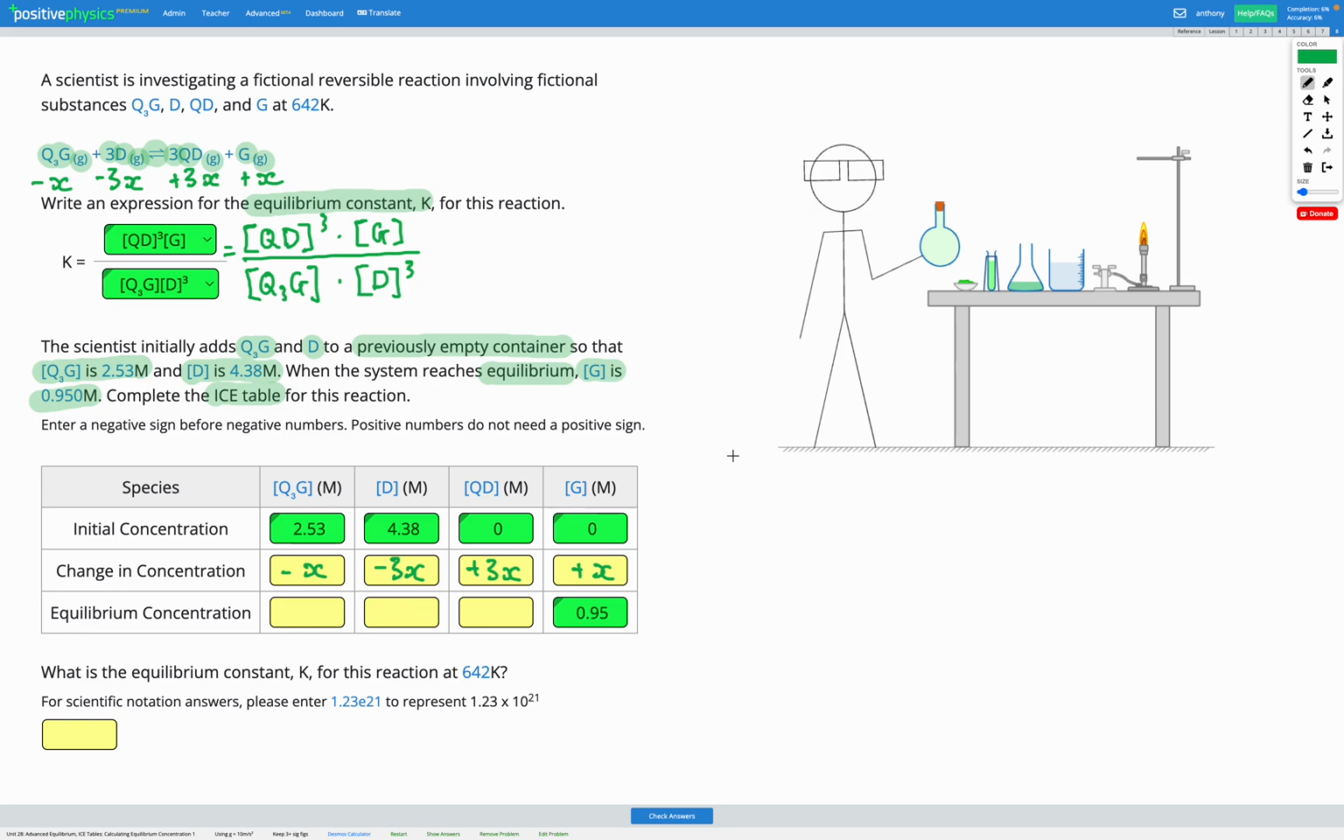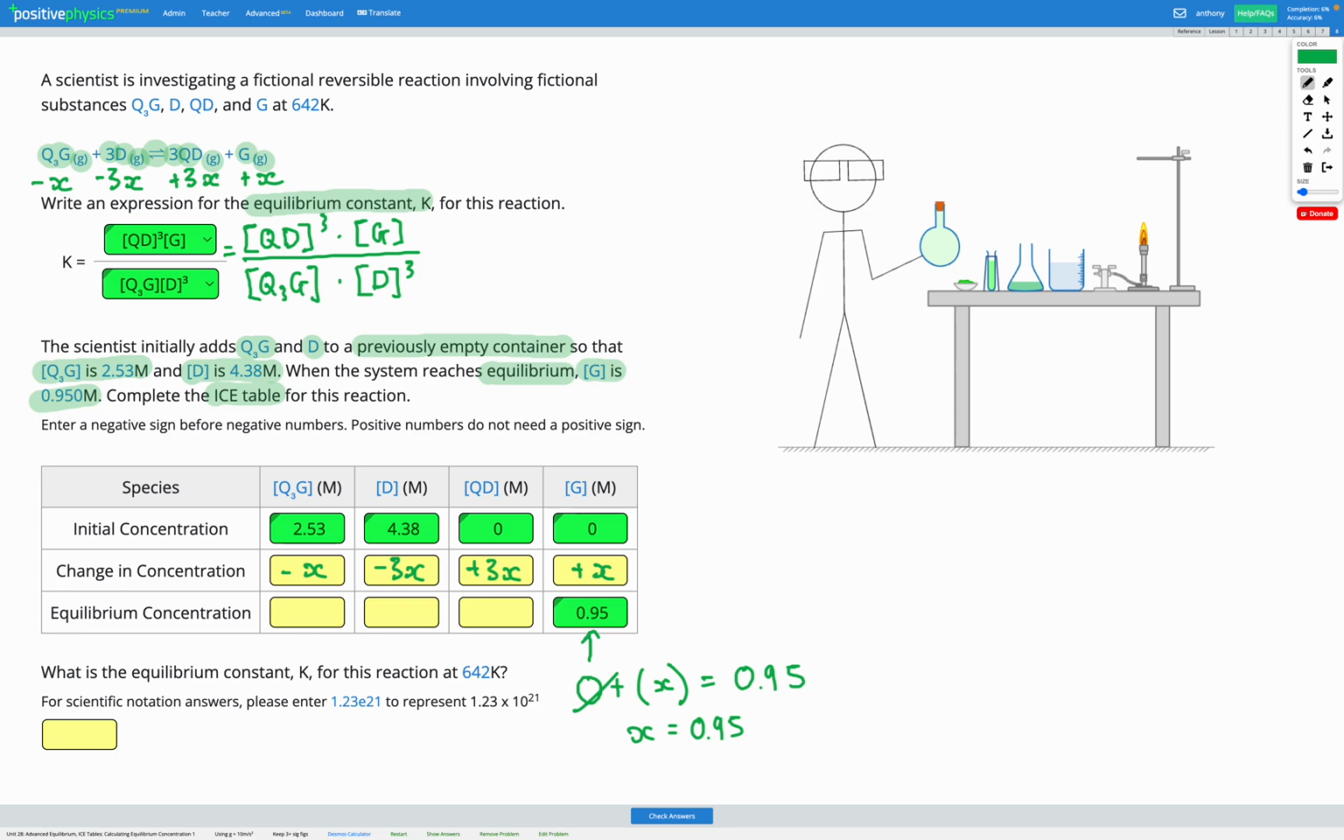Okay, so our next step is to pick the column where we have both our initial and equilibrium concentrations. That's going to be this column here. And I'm going to use that column to figure out what x is. So we know that we start with our initial concentration. If we add the change, which is x, we should end up with our equilibrium concentration, which is 0.95. So this equation is really easy to solve. We just end up with x is equal to 0.95.